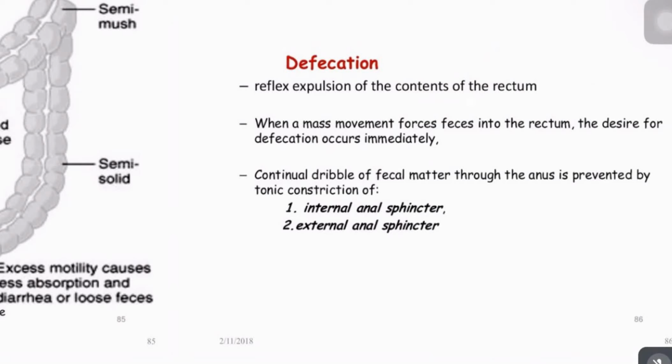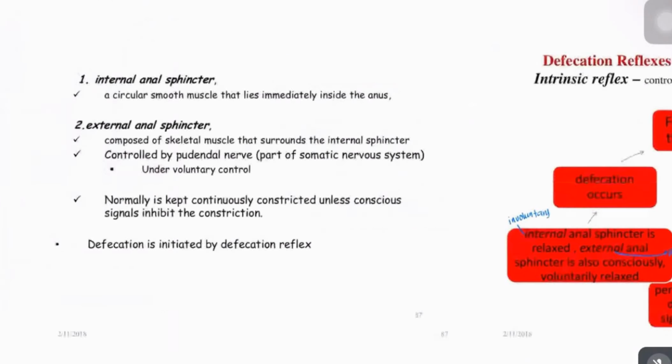Continual dribble of your fecal matter through your anus is prevented by the tonic constriction of your internal anal sphincter and external anal sphincter. Your internal anal sphincter is a circular smooth muscle that lies immediately inside the anus. So it's a smooth muscle. Your external anal sphincter is a skeletal muscle that surrounds your internal sphincter.